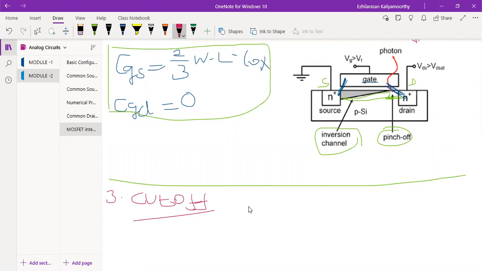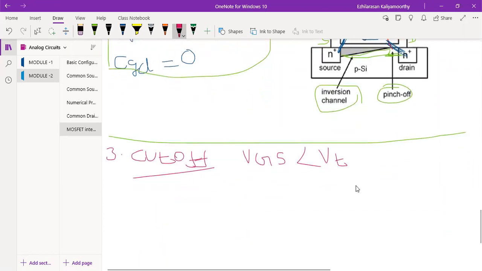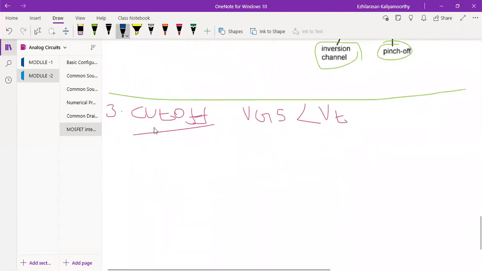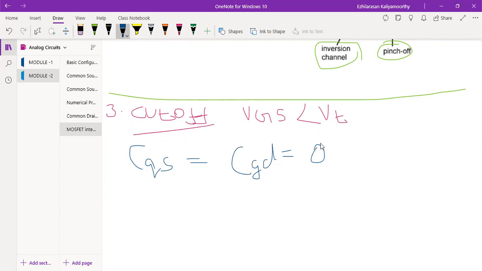So when will the MOSFET be cut off? When VGS is less than VT. If the VGS is less than VT, then the device will be in the cutoff region. When the MOSFET is in cutoff, the channel will disappear because there will not be any channel. The absence of channel will be there. So if the channel is absent, then there will not be any capacitance also. So from that, I can say the capacitance CGS is equal to CGD equal to 0.